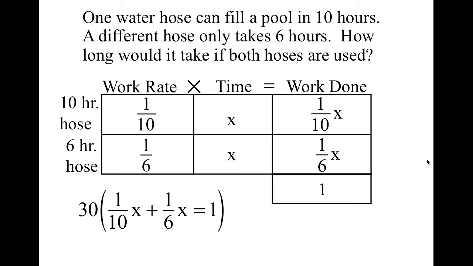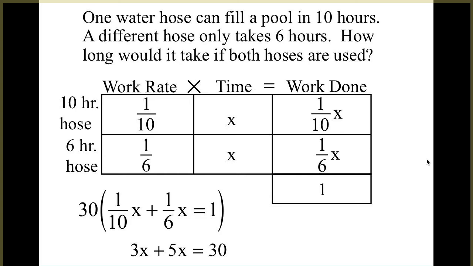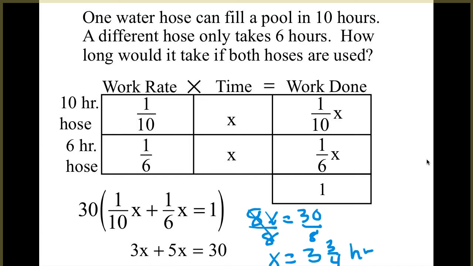So as you see, I can clear, I'm left with 3x plus 5x equals 30. So that makes 8x equals 30. Divide by 8, divide by 8. X is equal to 3. I have a remainder of 6 over 8, and that reduces to 3/4. Okay, hours. So it's the same thing.